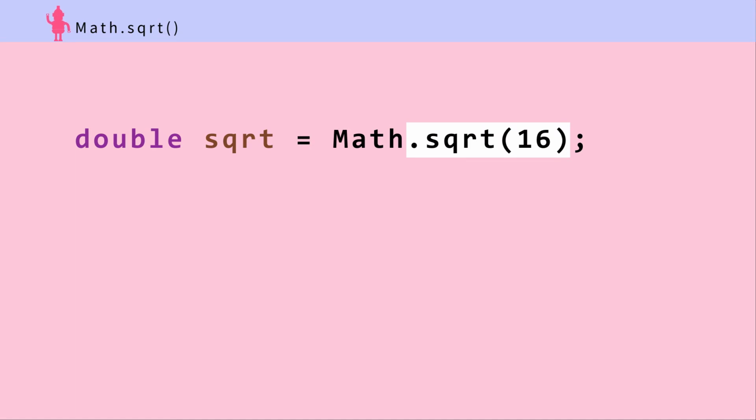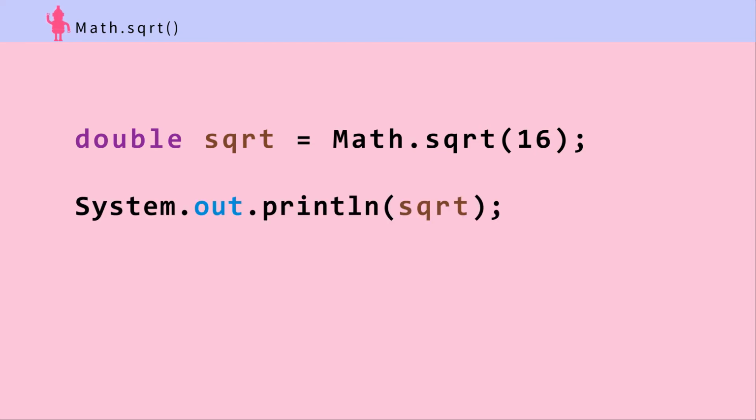The sqrt method returns the square root value of the given parameter. Plug in 16 as the method parameter and print it. What is the result from running this code segment?